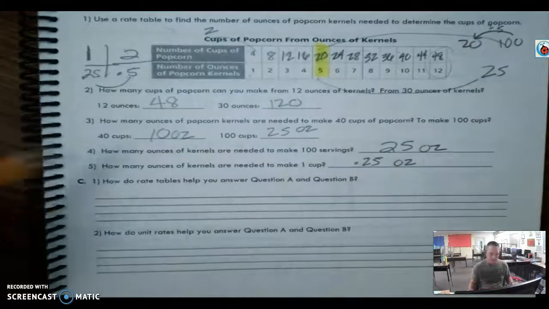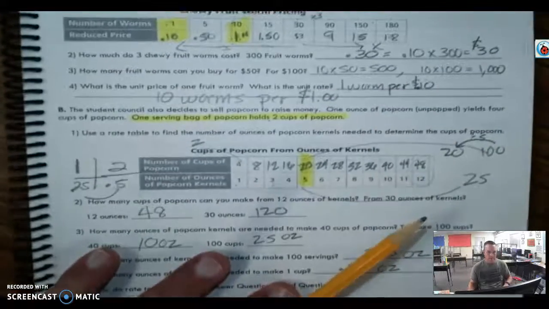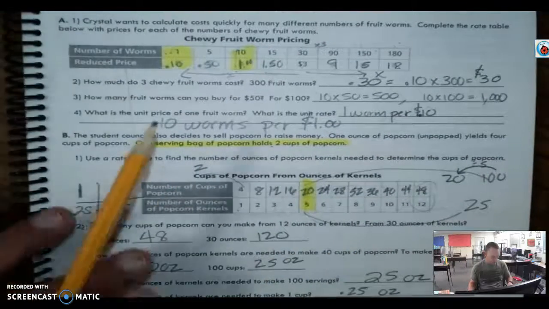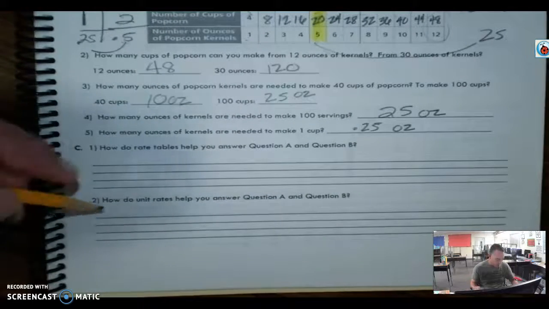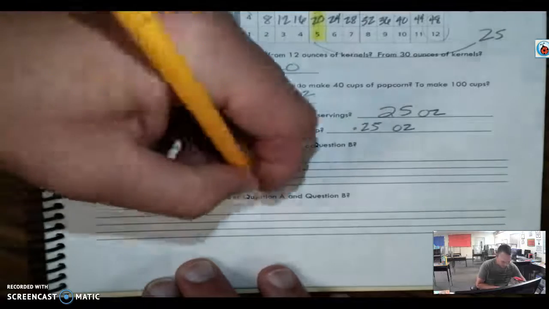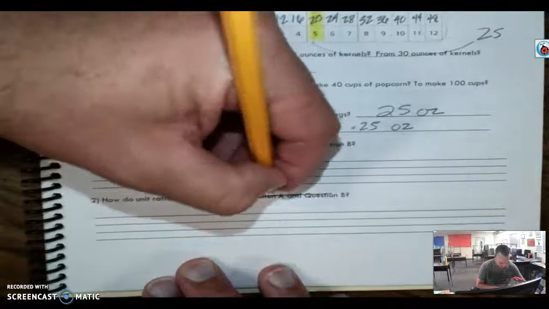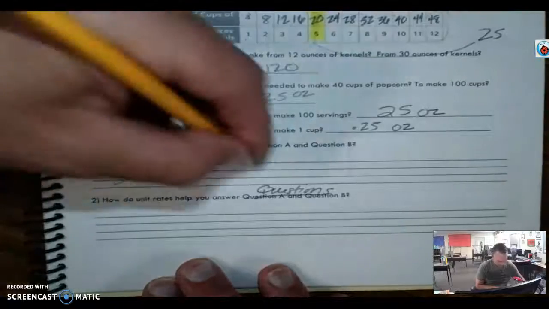How do the rate tables help you answer question A and B? Questions A and B were the ones up here, right? The rate table, how did it help you here? How do rates help you answer questions A and B? So this is the one, how do unit rates help you answer questions? Let's just put questions here. Don't worry about this one.